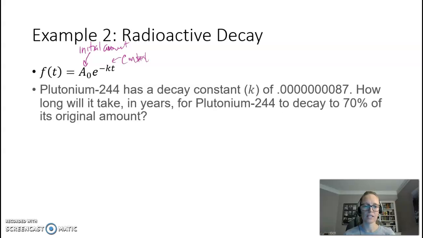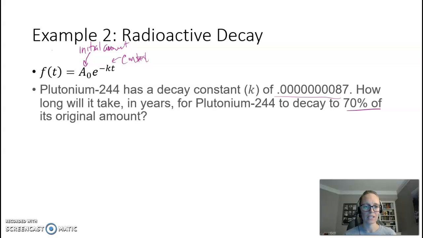So you'll notice in this example that that k value is given to you. Okay, the decay constant is there for you, so we don't have to do anything to solve for it. This is asking us how long will it take in years for plutonium-244 to decay to 70% of its original amount. So while we don't know a specific value for the original amount, we know that our goal is to get to 70% of that initial value.